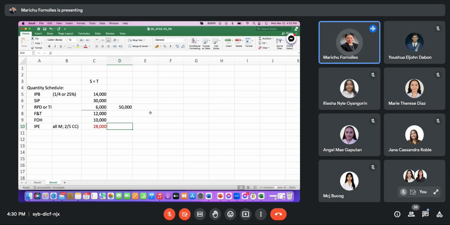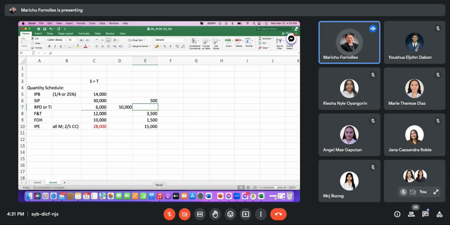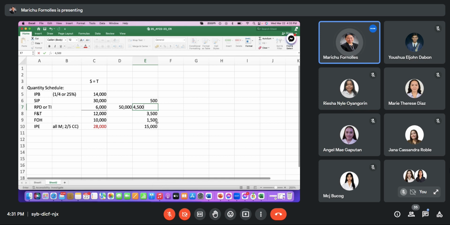If the targets are complete, let us say the target is 3,500 F&T, then you have FOH of 1,500. Your IPE is 15,000. Your SIP is 500. Your RPD is 4,500. Therefore, how many units is your IPB?